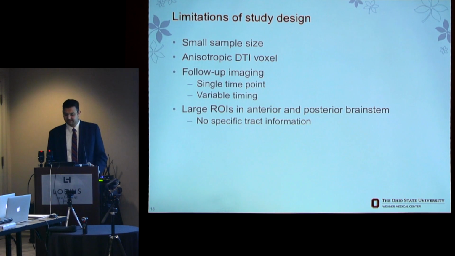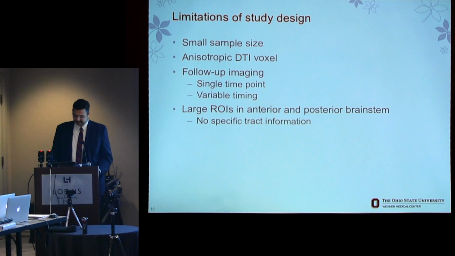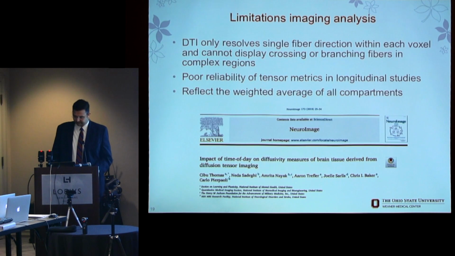So the limitations of this study are, it was an initial feasibility study, so the small sample size is a major limitation. The anisotropic voxel in DTI can be a problem as well. Follow-up imaging was a single time point, and it was a variable time point between 3 to 6 months. And the ROIs that we placed in the anterior brainstem and posterior brainstem are large. They are spanning across several tracts, and so we don't have tract-specific information in this study.